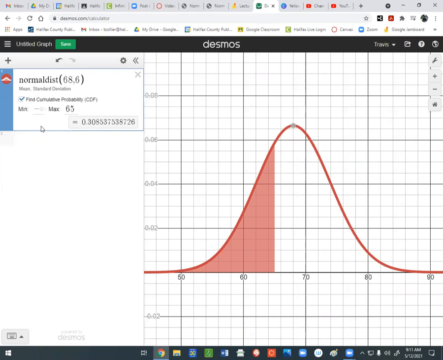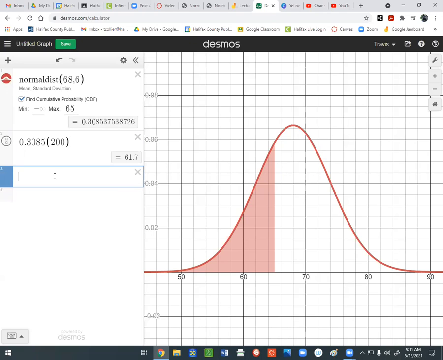So now the minimum is going to be negative infinity. And then I write down my decimal. This one is going to be 0.3085. And then since it asks how many values, I need to multiply by 200 again. And when I do that, I get 61.7, which is rounded up to 62. So 62 values are going to fall less than 65.